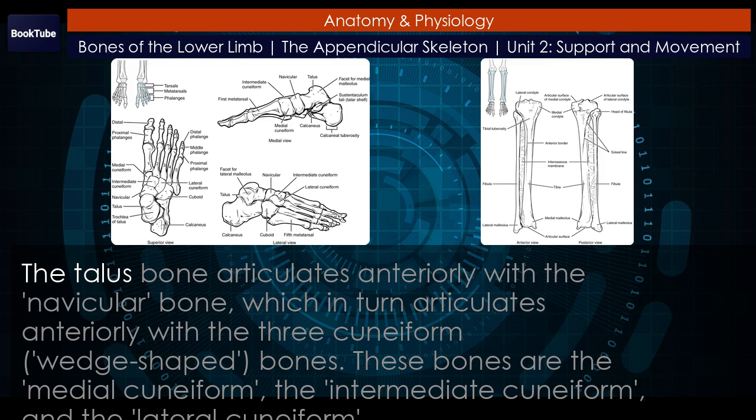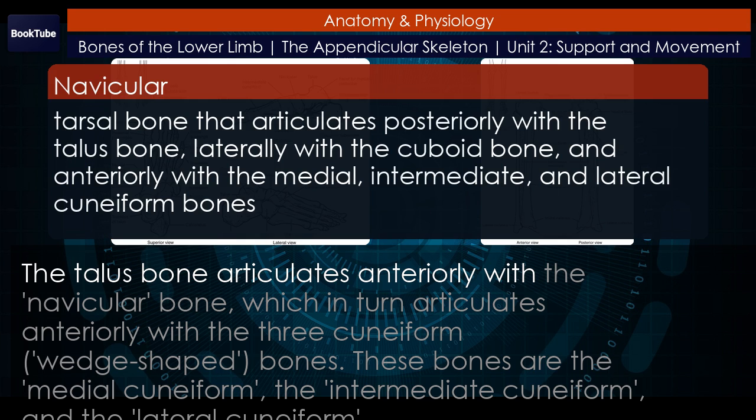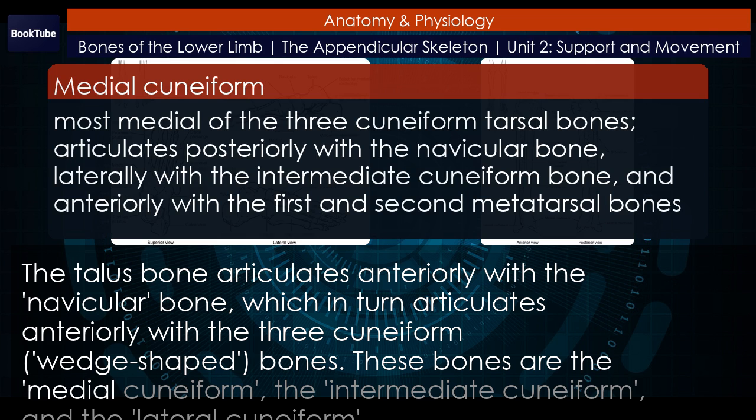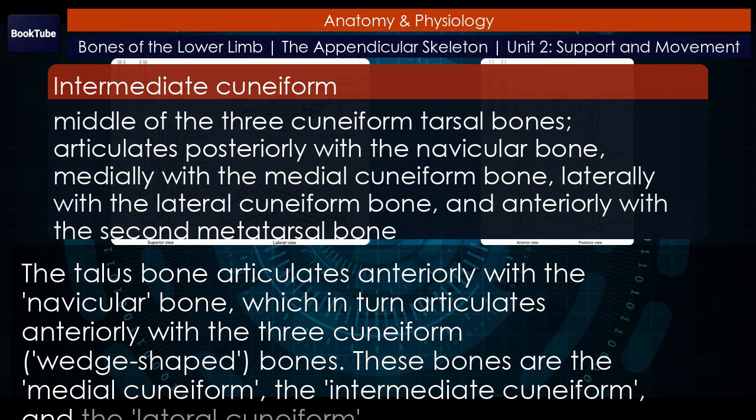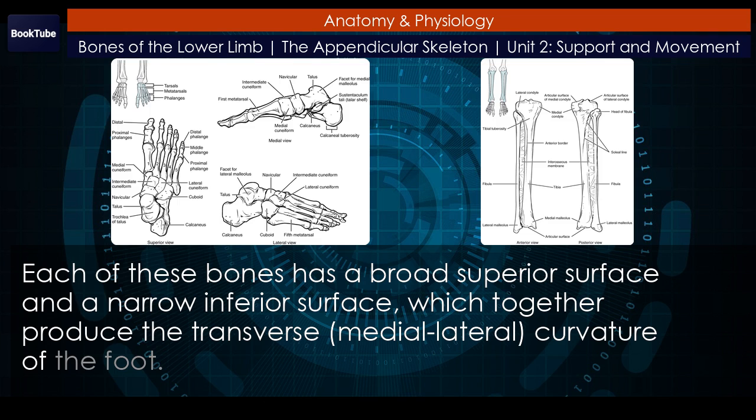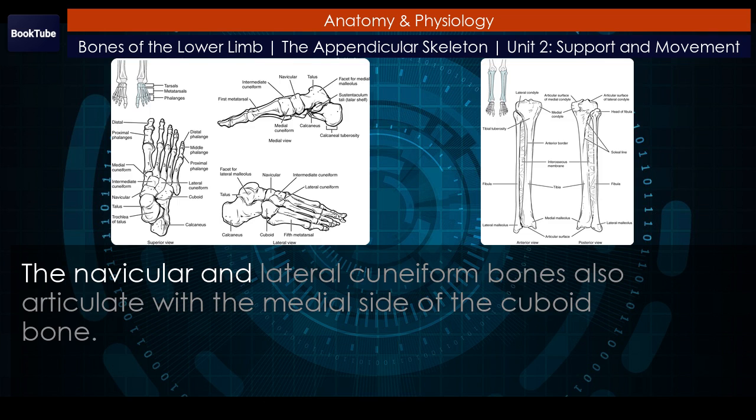The talus bone articulates anteriorly with the navicular bone, which in turn articulates anteriorly with the three cuneiform, wedge-shaped bones. These bones are the medial cuneiform, the intermediate cuneiform, and the lateral cuneiform. Each of these bones has a broad superior surface and a narrow inferior surface, which together produce the transverse, medial to lateral curvature of the foot. The navicular and lateral cuneiform bones also articulate with the medial side of the cuboid bone.